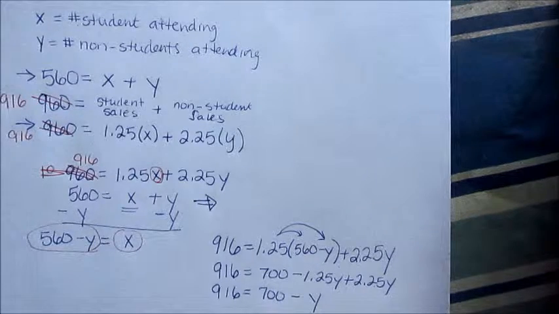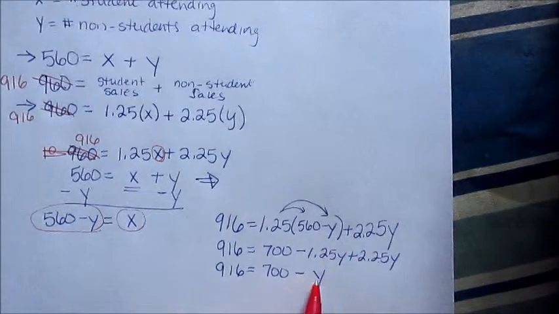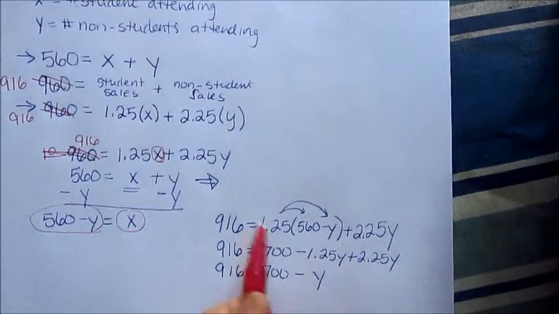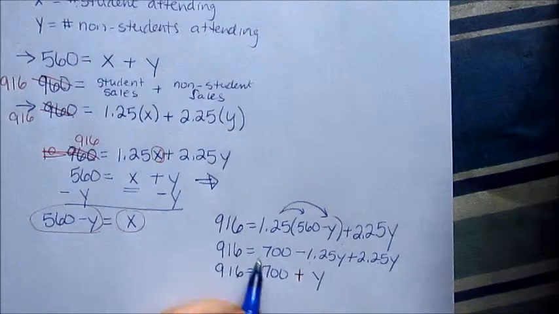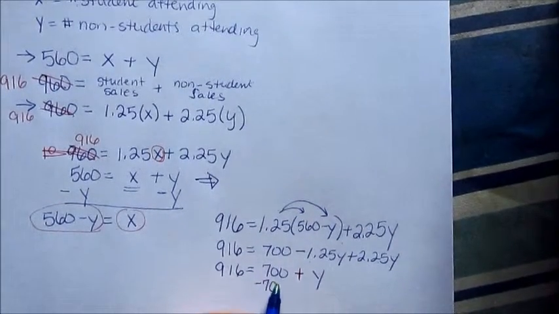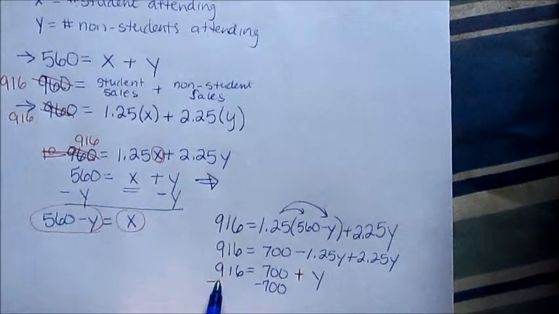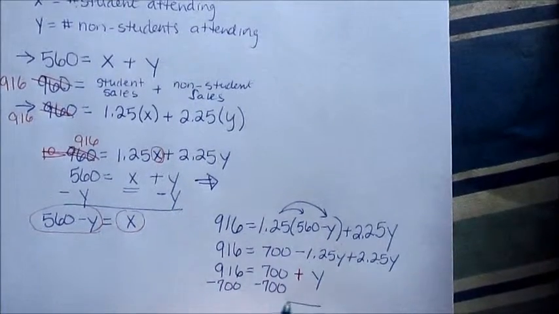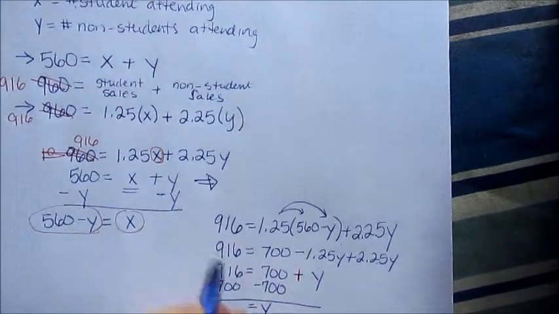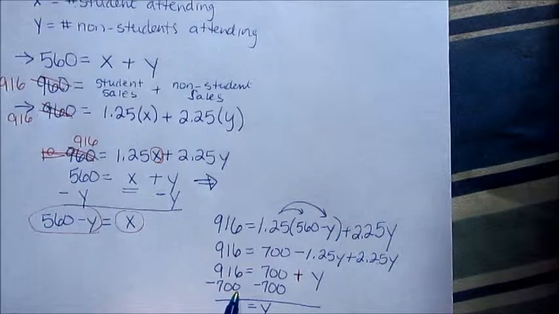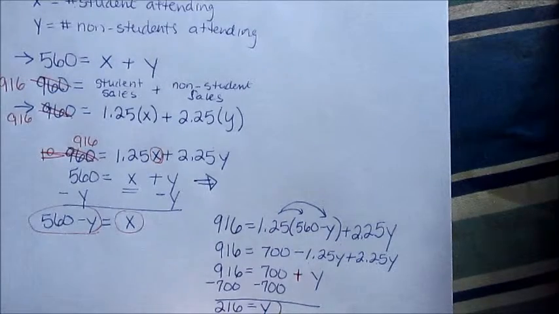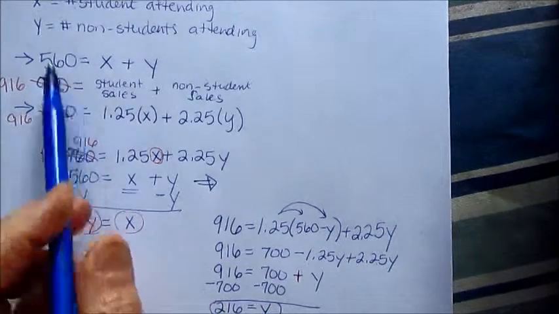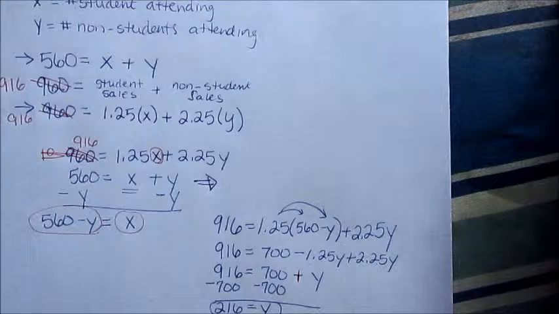Something doesn't seem right. This is not negative y. This is larger, so the answer is positive. It's positive y. I was looking ahead and saw that I was going to get a negative y answer, and that doesn't make any sense. So 916 minus 700 is 216. I think there are 216 non-student tickets.